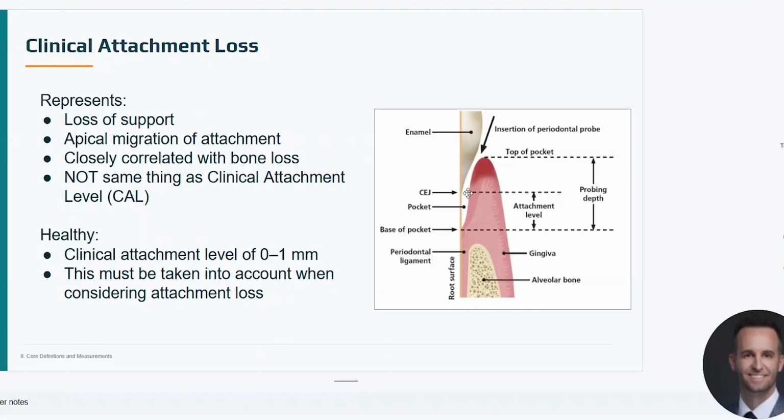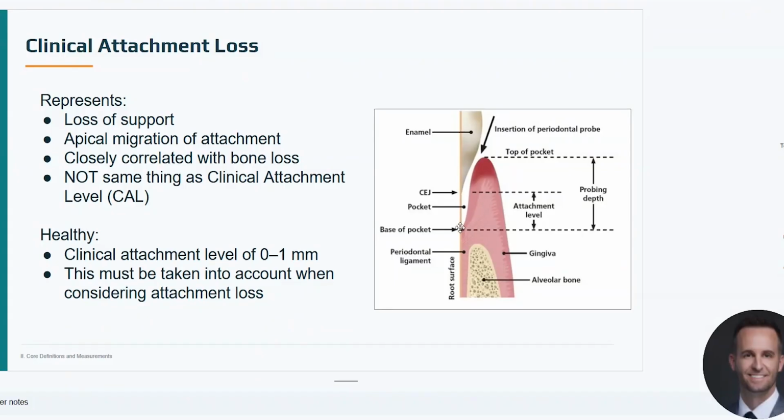So if we have someone whose clinical attachment level is 1 millimeter below the CEJ, we are not going to assume that they've had a clinical attachment loss necessarily. We're going to assume, well, there's a good chance they started there, so they have not had any loss of attachment because they started 1 millimeter below this dot. I hope that makes sense.